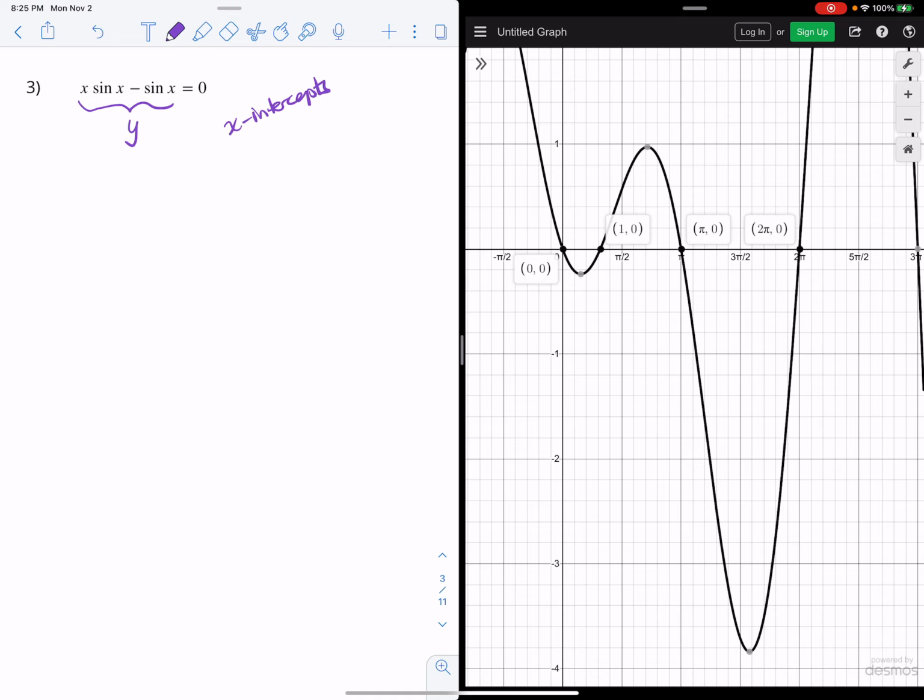Notice that the solutions appear to be 0. And here's something interesting. We get x equals 1. That's different. And x equals pi. So now that we see these solutions graphically, let's go back and try to get them analytically.